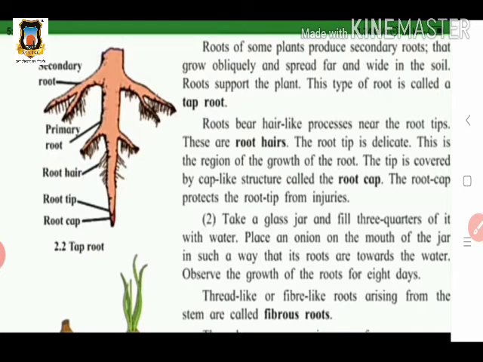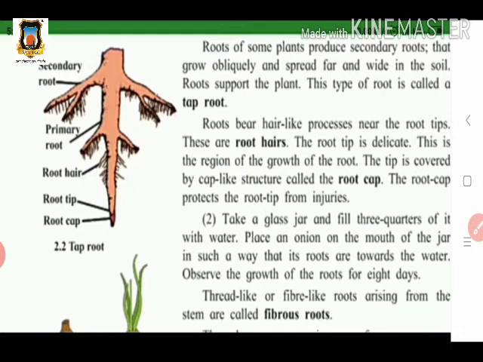Roots support the plants. It helps the plants stand on the earth surface. So in this way this type of root supports the plants. So this type of root is called taproot. Means the root which grows obliquely and spreads far and wide in the soil, and supports the plant, such type of root is called taproot.